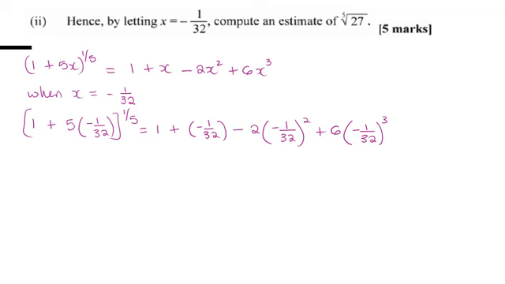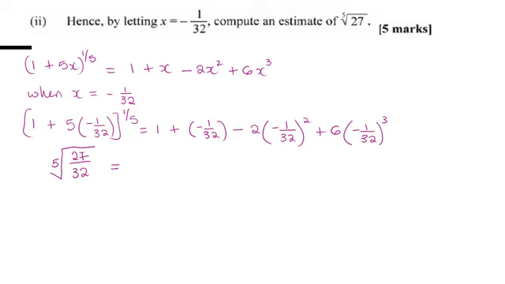Now let's work out what's in the bracket. Let's see what we get when we calculate 1 plus 5 times negative 1 over 32. 1 plus 5 times negative 1 over 32 gives me 27 over 32. So I have 27 over 32 being raised to the 1/5 power. And remember, 1/5 means the fifth root. Good. Let's work the right side now.